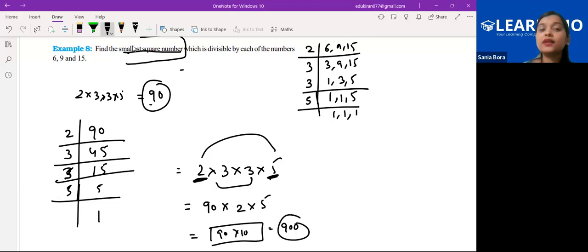So 900 is the smallest square number which is divisible by each of the following. So let's see. 900 divisible by 6? Yes, ma'am. 9? Yes, ma'am. 15? Yes, ma'am. So 900 is the smallest square number. Everybody? Yes, ma'am.